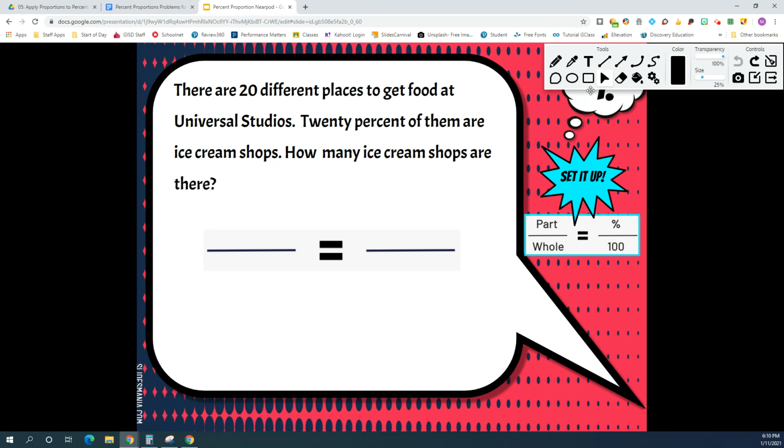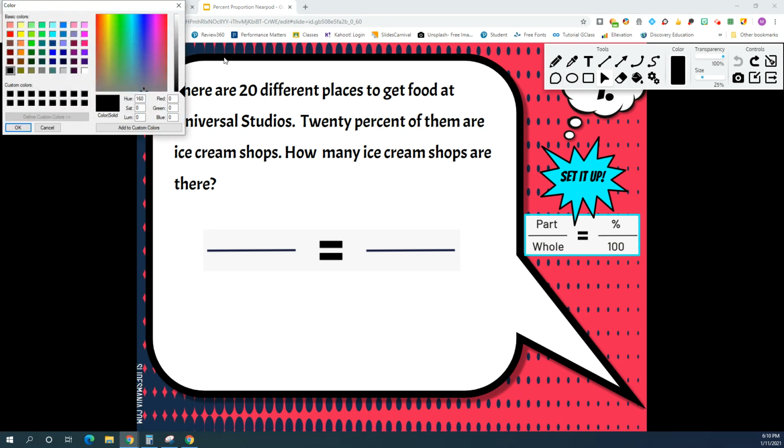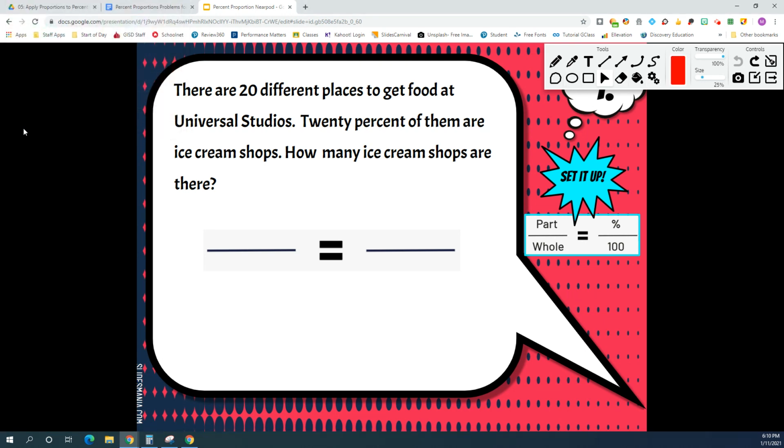Looking at the information I'm given, I'm going to go ahead and pick a color. I'm given 20%. It's not given to me as a number, but it is given to me in words, and so I know for sure that I have a percent here. I'm going to put my percent on the right-hand side, put a percent sign after it, and put 100 underneath it. Percents are always out of 100, so that 100 should always be underneath the percent.